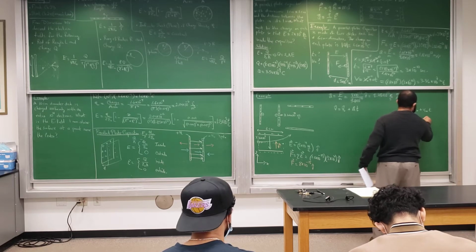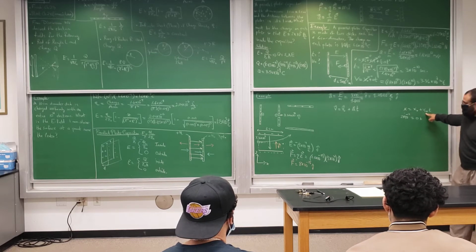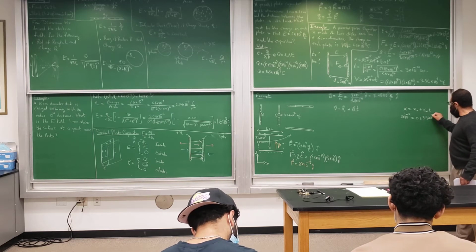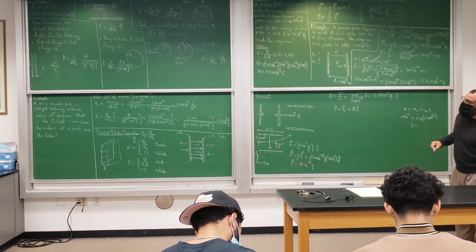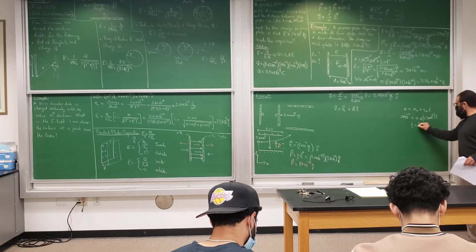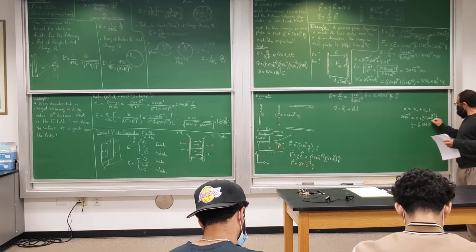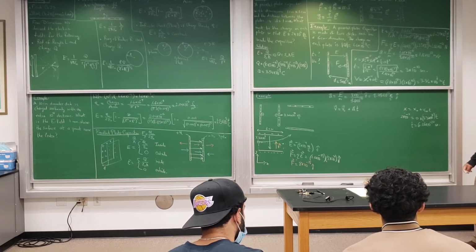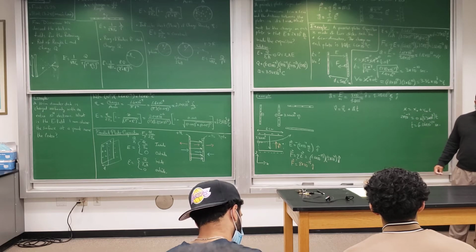X initial is 0. V initial in the x direction, what is the x component of velocity initially? 3.36 times 10 to the 7, right? And then times t. So we find t. It is 6.06 times 10 to the minus 10 seconds. That's how long it takes. So if I found t, I can go here and find what the final velocity is.